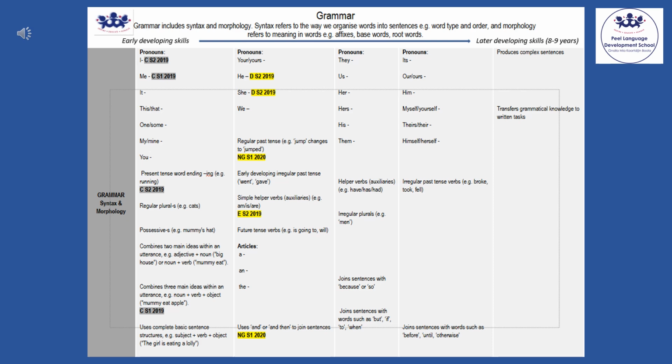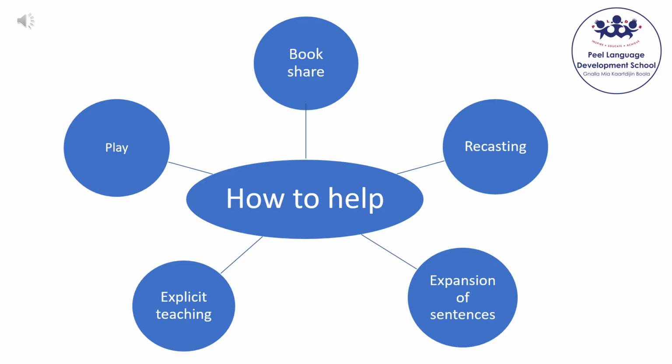Another aspect of grammar is learning how to link our sentences together, and you'll see at the bottom of the ILP page, your child may have a goal set for joining words, so things like and then, which helps when describing a series of events. And then when we move on to more complex joining words, they'll be more like because and so, but, until, making our sentences more complex.